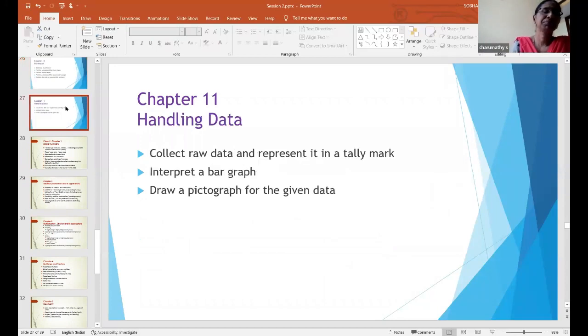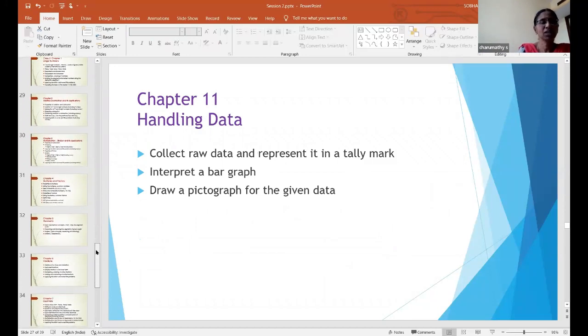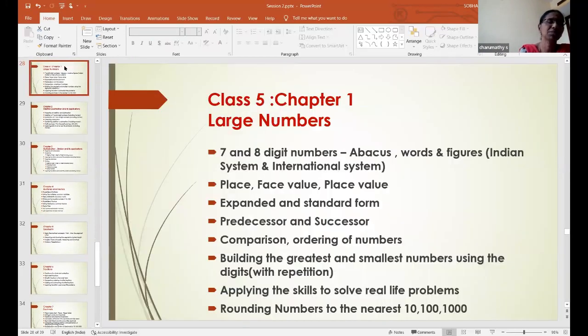And the last one, handling data. So here, collecting raw data, representing the raw data in tally marks, interpreting the bar graph. Here only interpretation, not drawing the bar graph, then drawing the pictograph for the given data. This is for class 4.